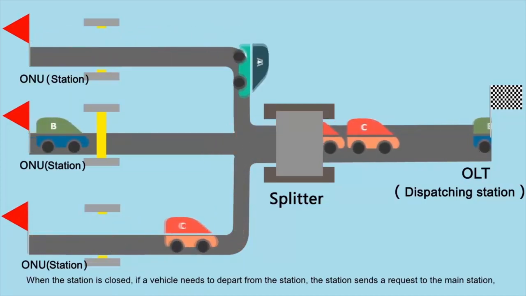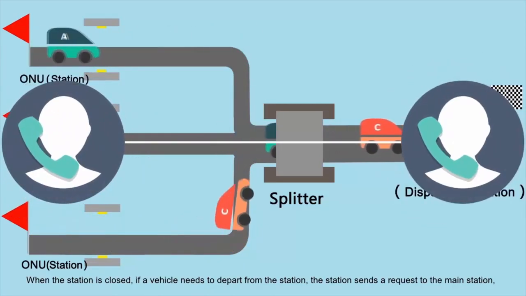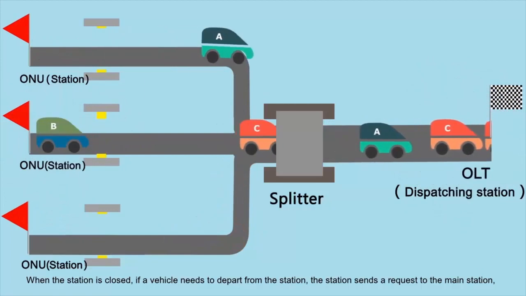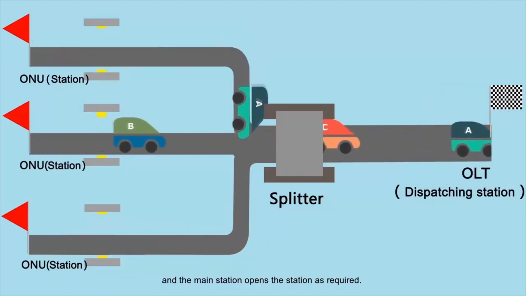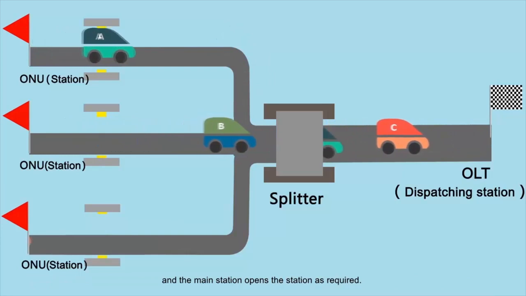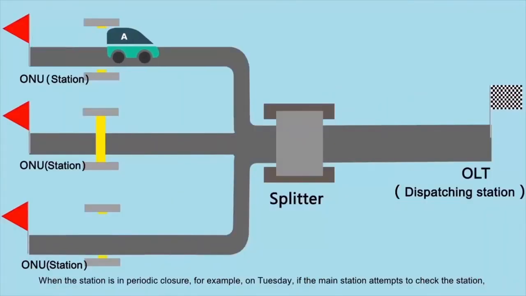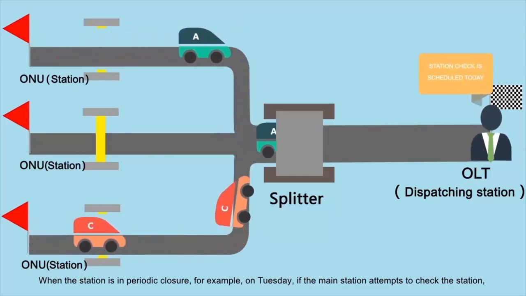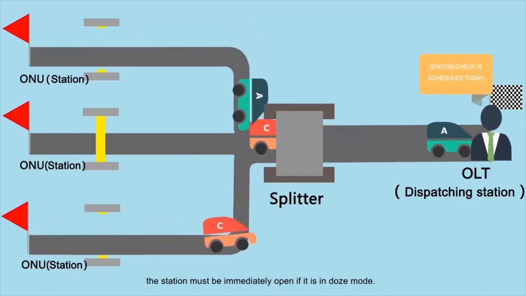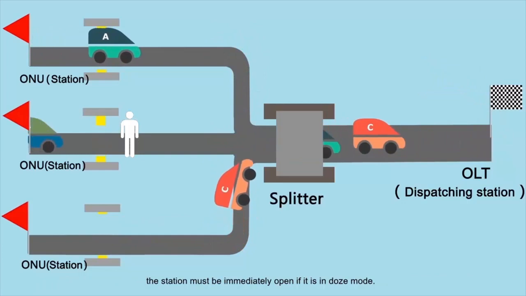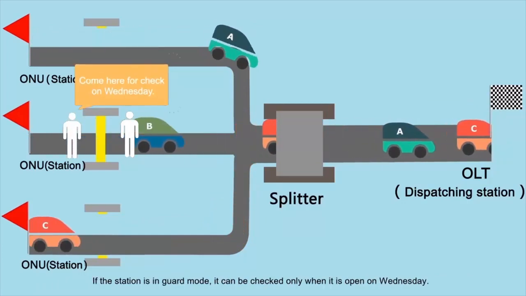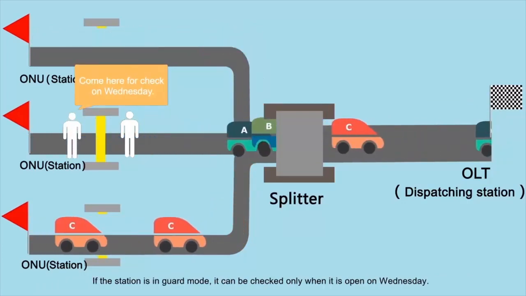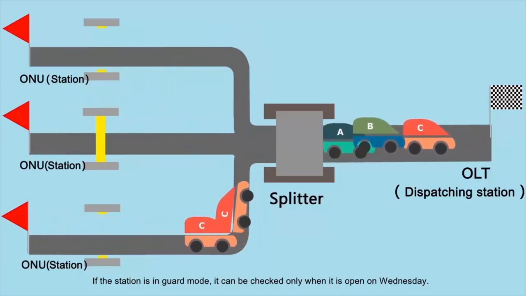When the station is closed, if a vehicle needs to depart from the station, it sends a request to the main station, and the main station opens the station as required. When the station is in periodic closure, for example on Tuesday, if the main station attempts to check the station, the station must be immediately open if it is in doze mode. If the station is in guard mode, it can be checked only when it is open on Wednesday.